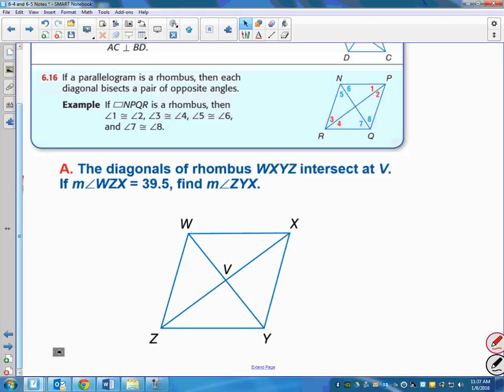It says the diagonals of a rhombus WXYZ intersect at V. If the measure of angle WZX equals 39.5, find the measure of angle ZYX. And remember, you just have to find that middle angle there. So they give you three letters so you know which side you're on. So WZX, so that would be here, 39.5 degrees. Find the angle of ZYX.